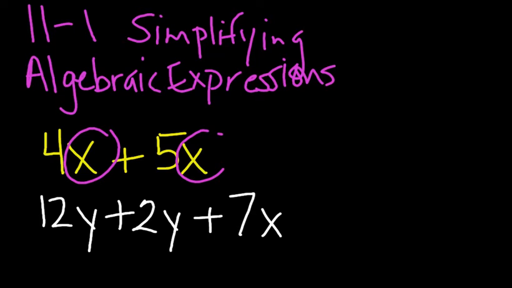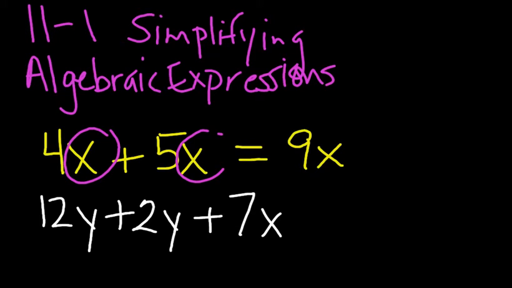Sometimes it says something like combine like terms, but most of the time it just says simplify. Combine like terms, put the like terms together. Simplify, make it more simple. So could I simplify 4x plus 5x? Well, yeah, of course I could. That would be 9x. 4x plus 5x equals 9x.